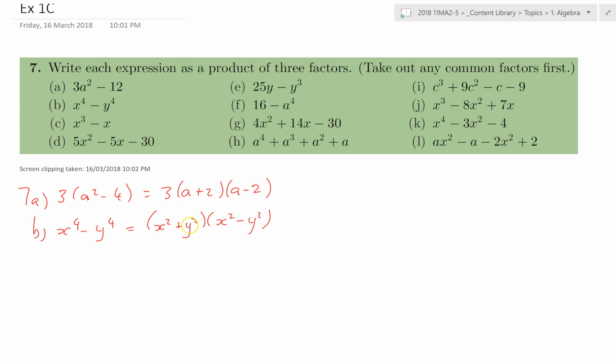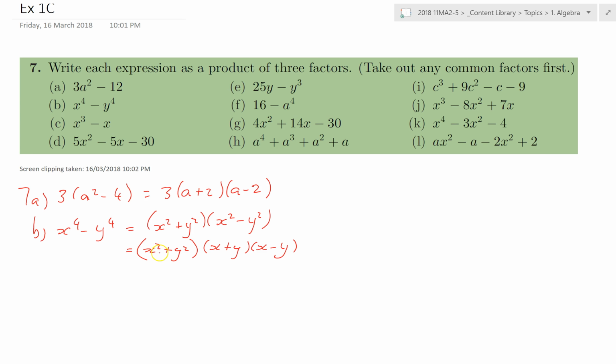Now I have this here too, right? We are told there are going to be 3 factors. I can't do any more with x squared plus y squared, but I can here. And that is x squared plus y squared outside of x plus y, x minus y. There we go. So there's our 3 factors.